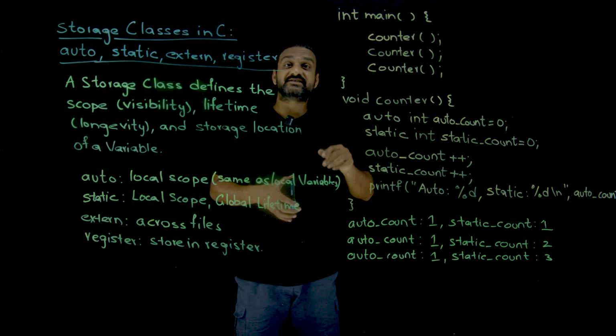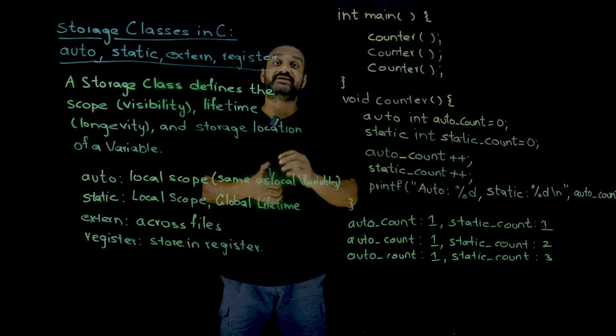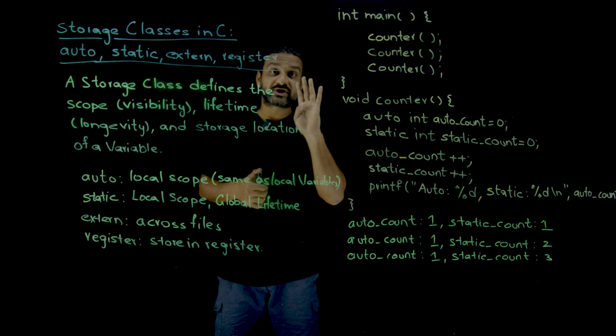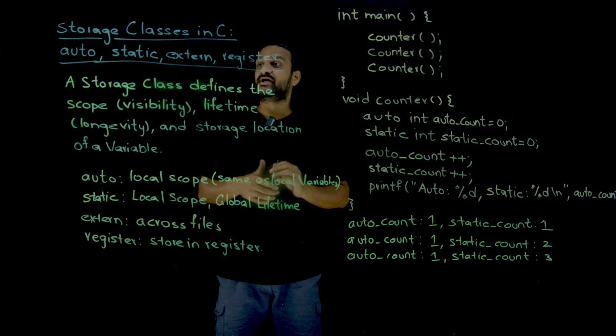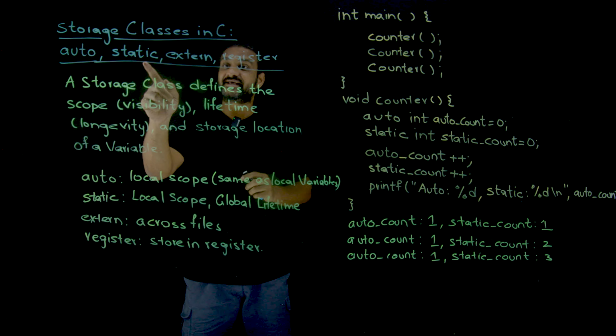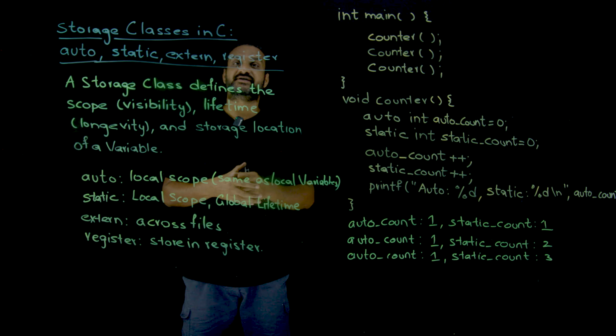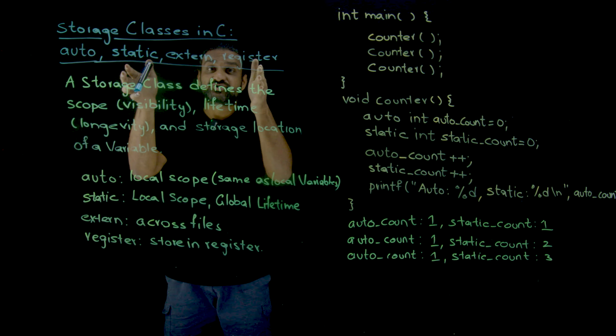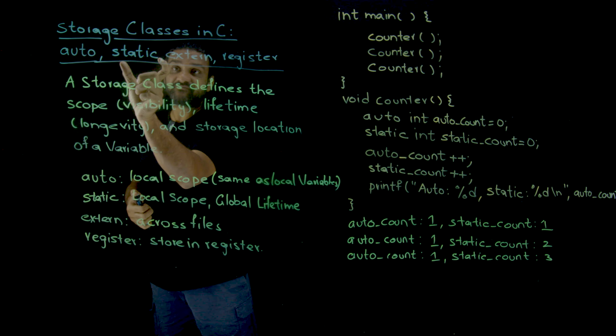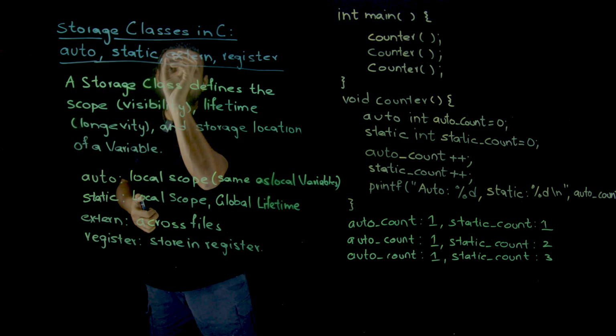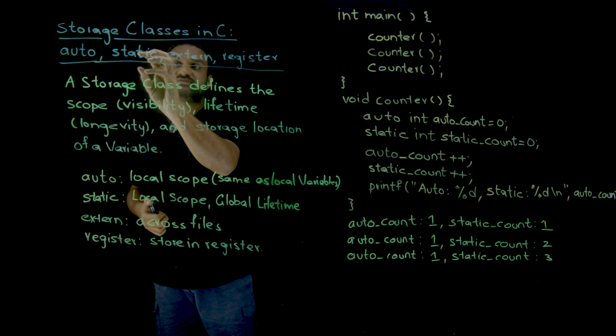In this class, we will understand storage classes in C programming language. There are 4 different types of storage classes. They are auto, static, extern, and register. Out of all these 4 storage classes, static is having more importance. So we will be focusing more on this concept.